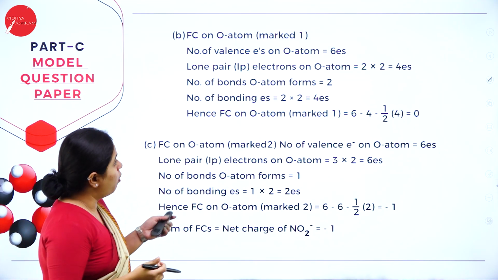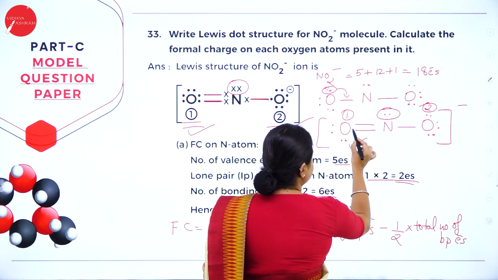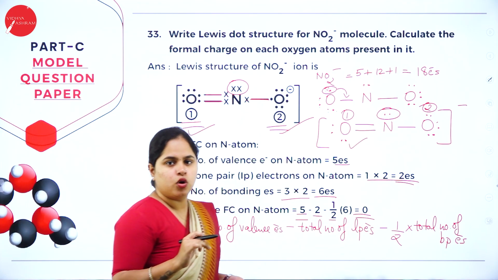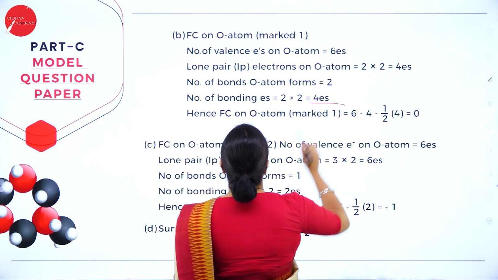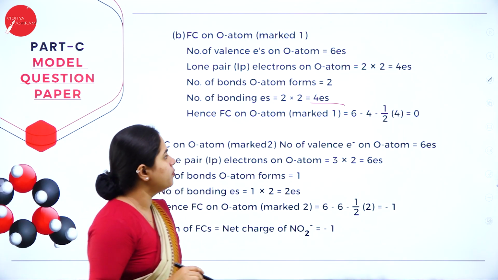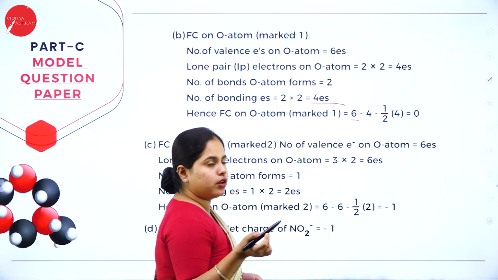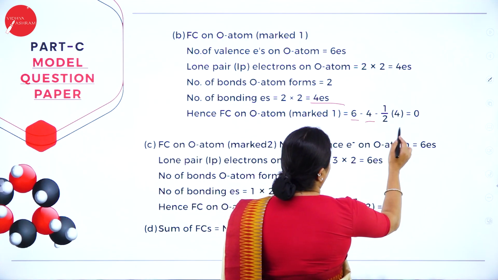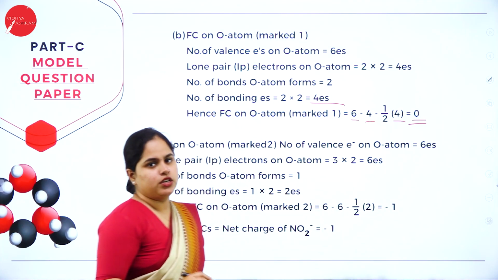Now what is the number of bond pair of electrons which is formed? As you can see here, this oxygen atom takes part in 2 bonds, right? That means 2 bond pairs means 4 electrons, right? Again 4 electrons. Now substituting in the equation, total number of valence electrons is 6 minus total number of lone pair of electrons, that is 4, minus half of bond pair of electrons, which is 4, which again gives you 0. Okay, so that is also clear.